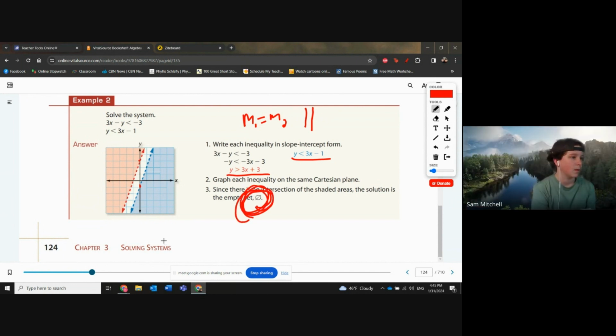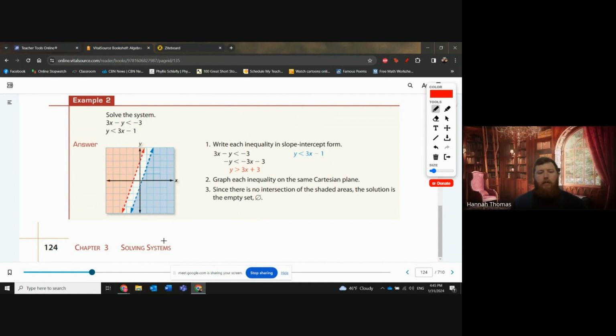Okay. Nothing works to solve both of these because of the parallel lines. They don't overlap.